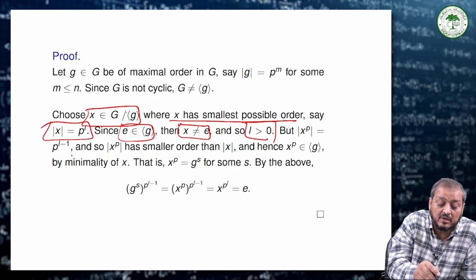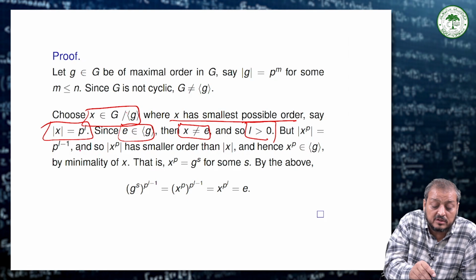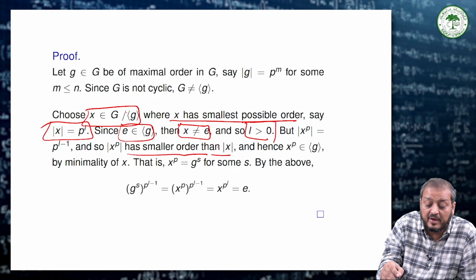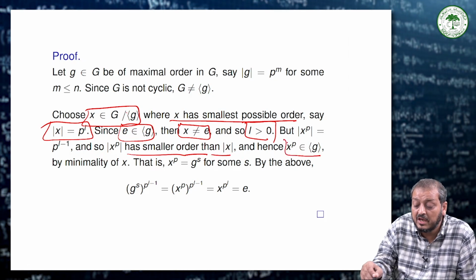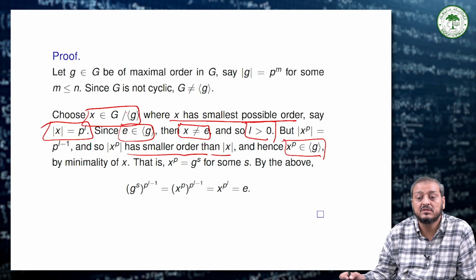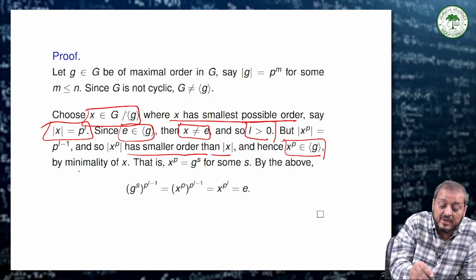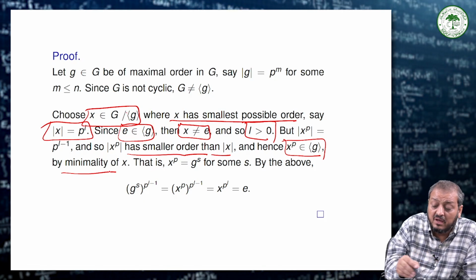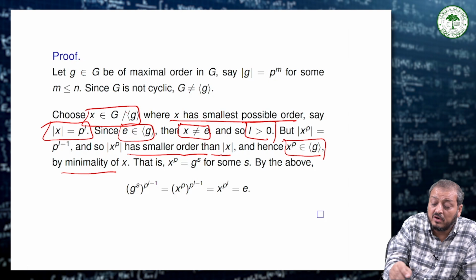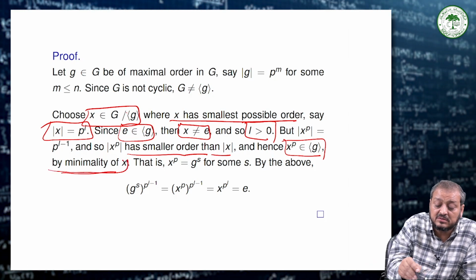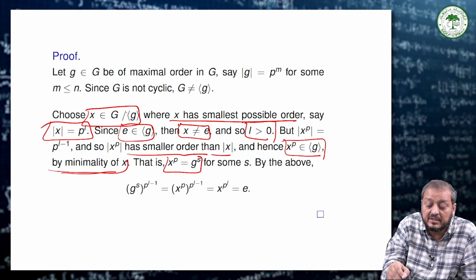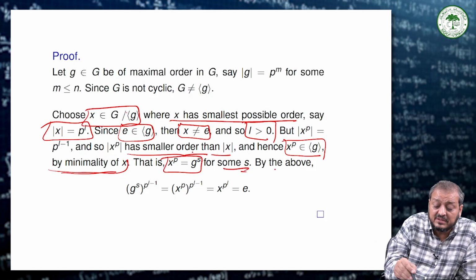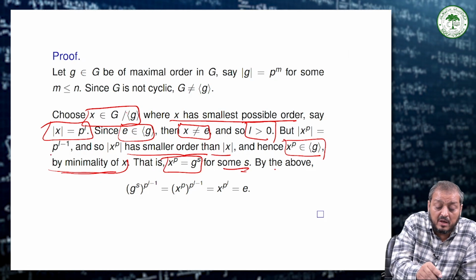But X to the power p has order p to the power L minus 1, so X to the power p has smaller order than the order of X, and hence X to the power p is an element of ⟨g⟩ by minimality of X. This means X to the power p can be written as g to the power s for some s.